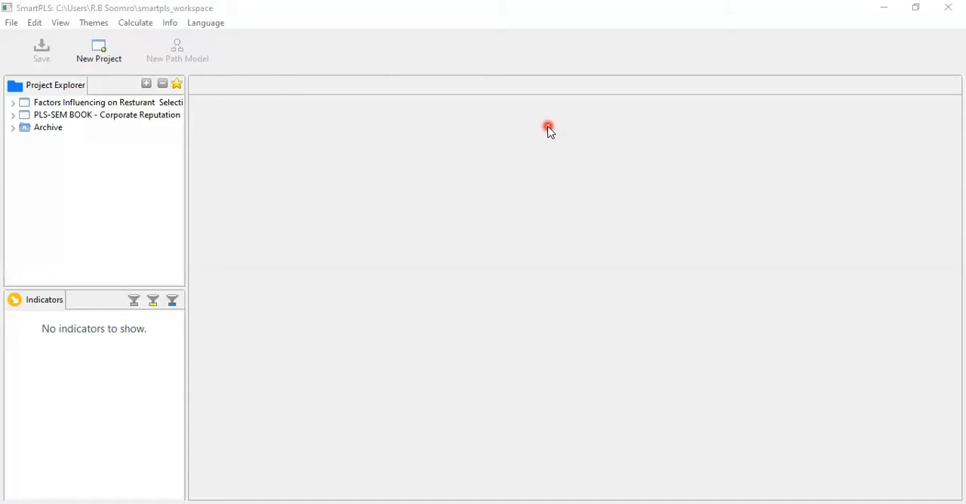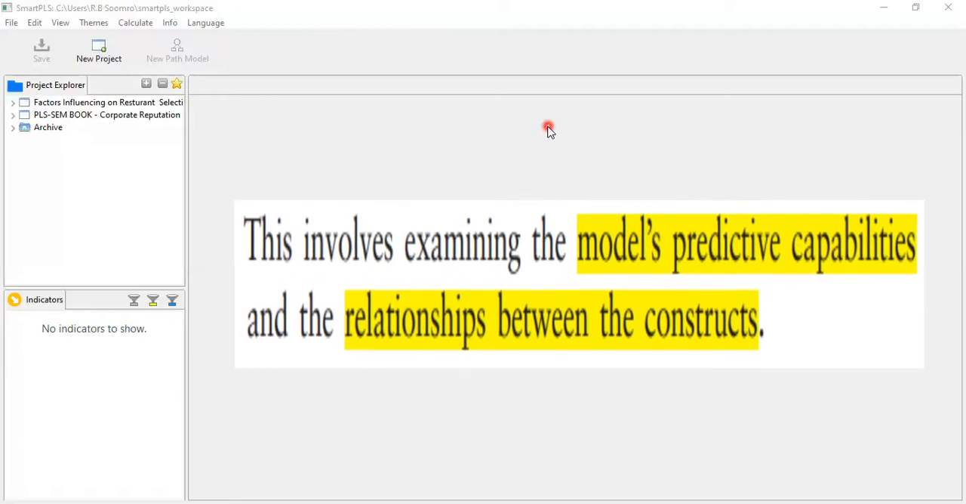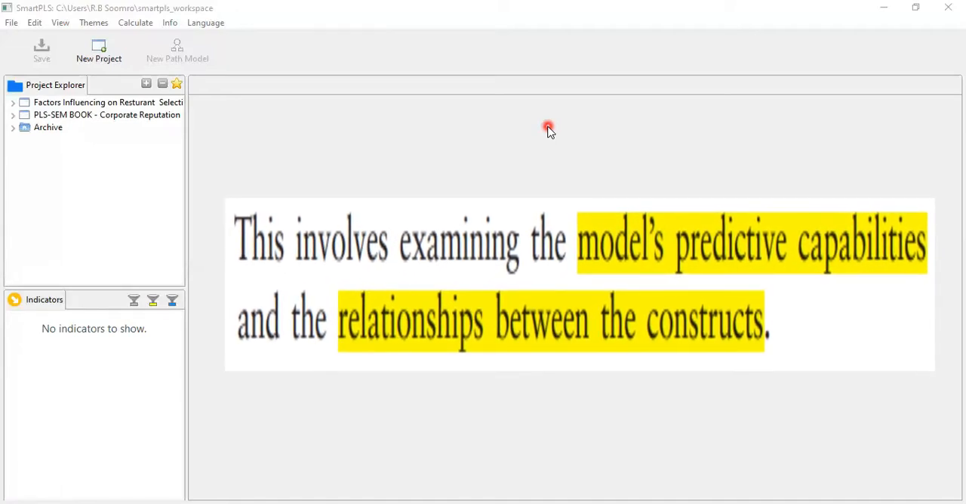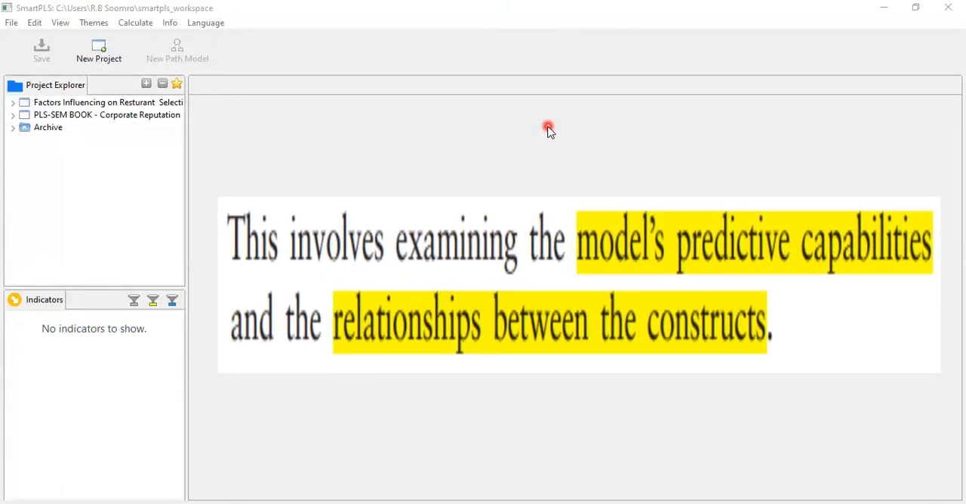Okay. Now I'm going to start with the structural model. First of all, I think it's better to understand the structural model. Although it is a practical video, it is my habit to bring in some theoretical stuff so that you can sufficiently understand what is going on. So now you're looking here. The structural model involves examining the model's predictive capabilities and the relationships between the constructs. So it is going to do 2 things.